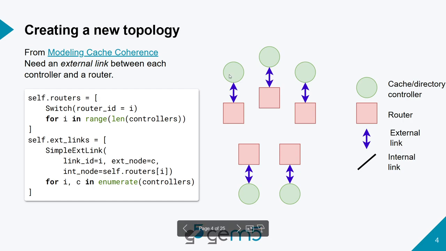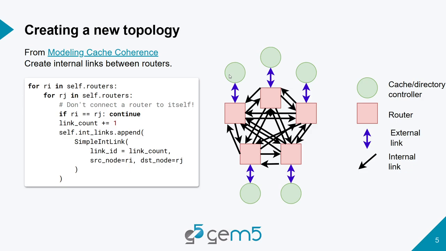And these external links in the network are what our message buffers are connected to. So if you remember the message buffers from Ruby last time, where you send messages into the network and receive messages from the network, these are done through external links from the side of the network. Then once we have our external links and all of our routers, we can create internal links between the routers. And these internal links are what's specifying our topology.